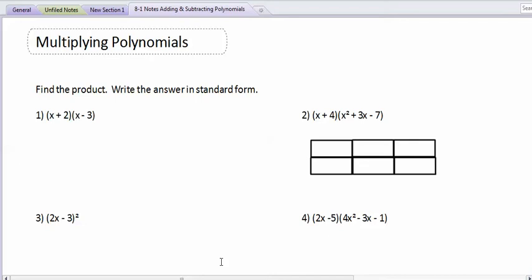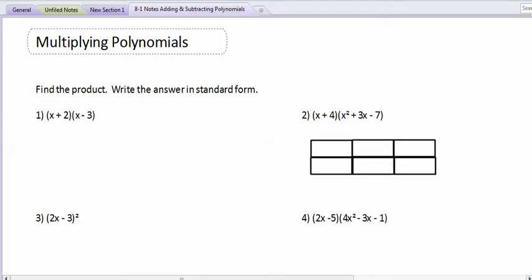Okay, so now we're going to do multiplying polynomials. We're going to find the product, and then we're going to write it in standard form. So the first one, number 1, the way I'm going to show you this is we're going to do the box method.